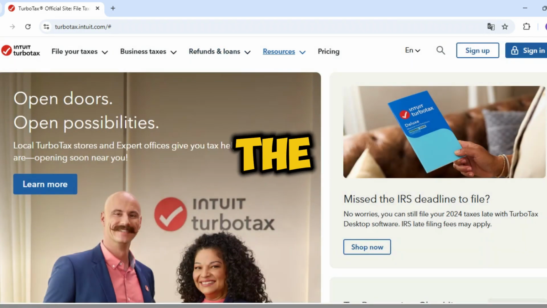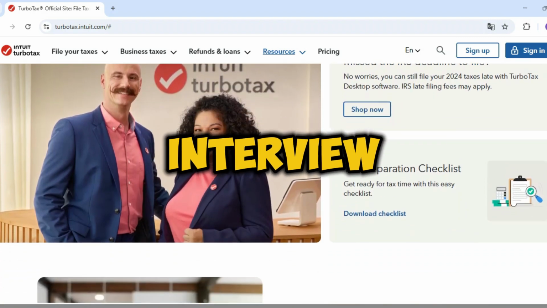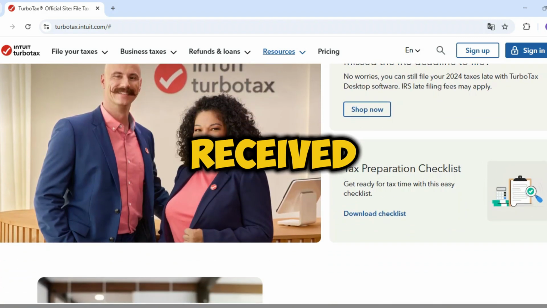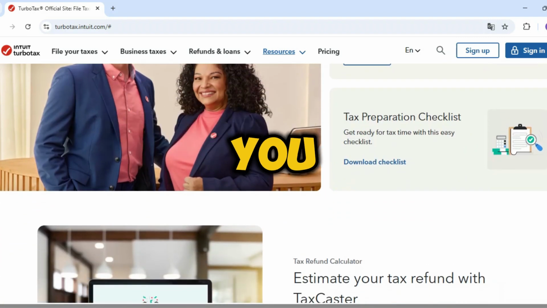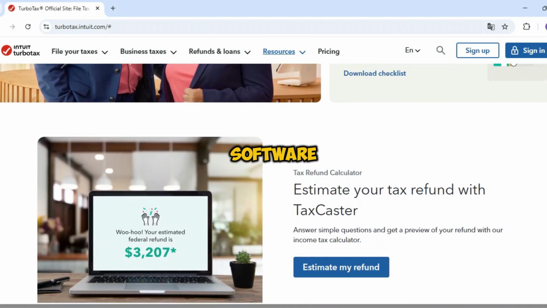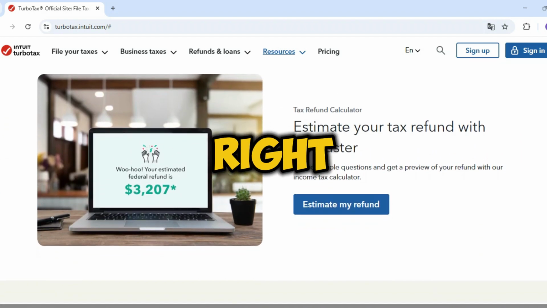The starting point, the crypto question. Early in the interview, TurboTax will ask if you sold, received, or traded cryptocurrency. You must answer yes. This ensures the software guides you to the right forms and asks the right questions.